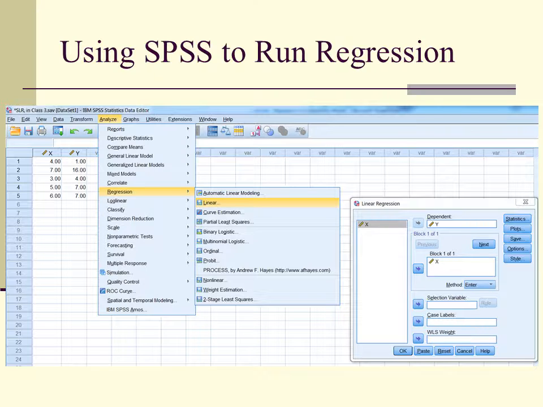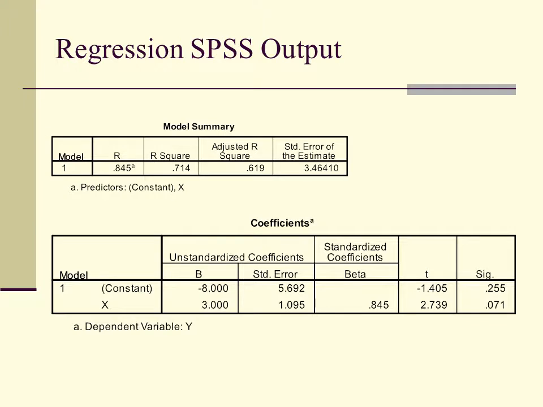Then click on OK. It gives you 4 tables. These 2 are most important. The first table is actually the last table, the coefficients table. It gives you the slope and the intercept based on this data set. The column is labeled unstandardized coefficients.